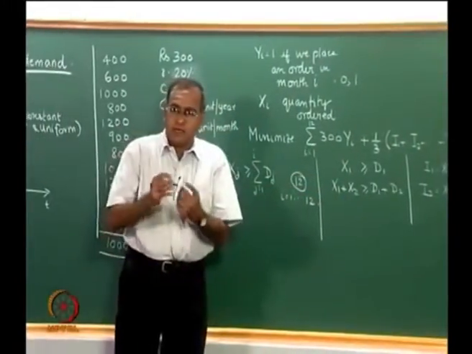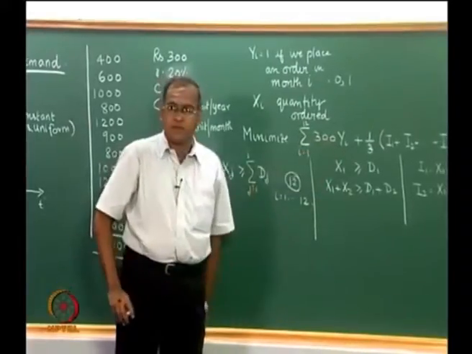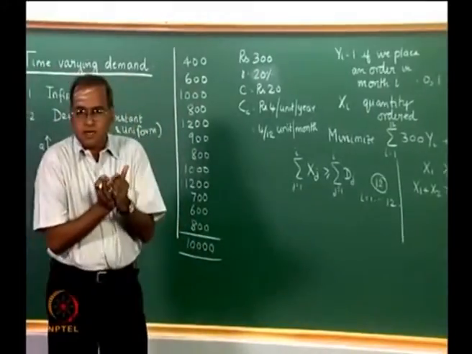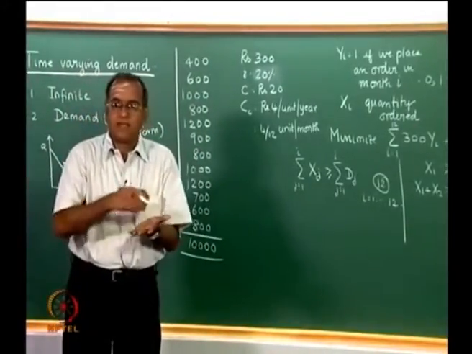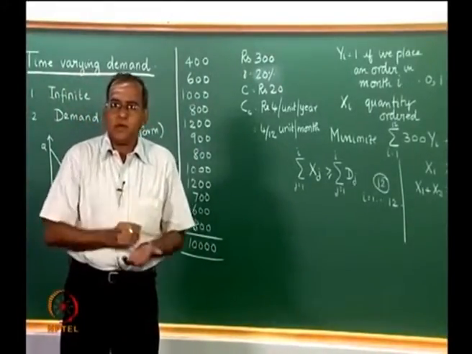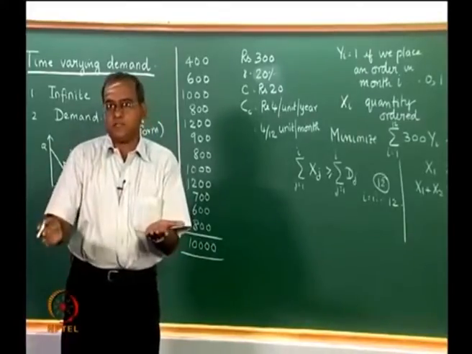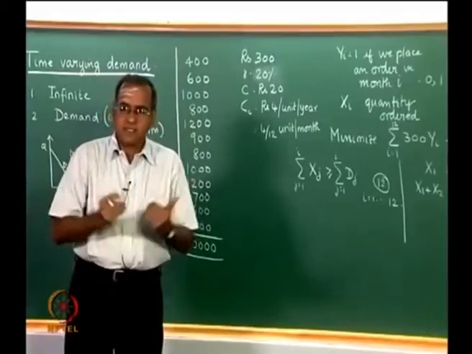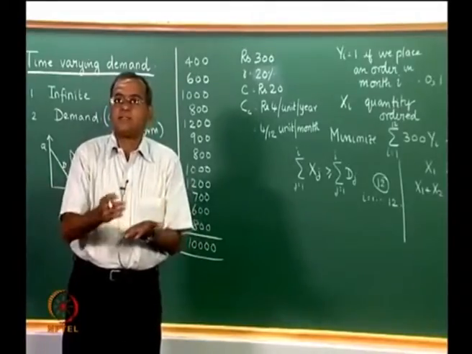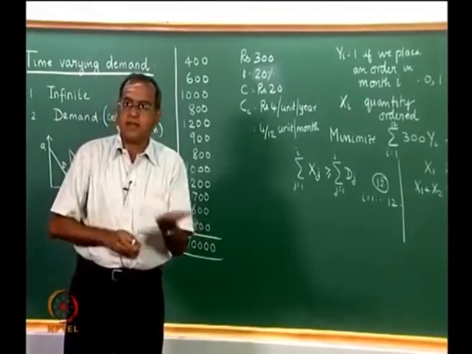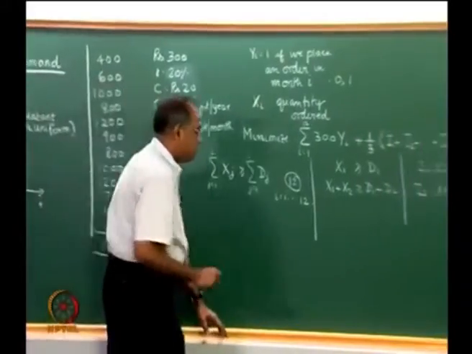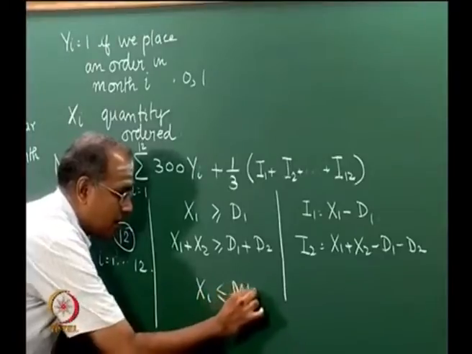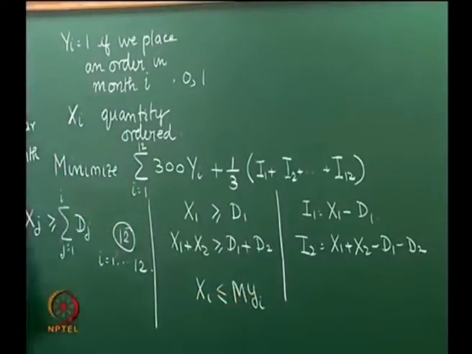Then we also need to link the x with the y. x is the quantity that is ordered, and we can order an xj or xi in the ith month only if we choose to order, which means the corresponding yi has to be 1 if xi is greater than 0. So, we need to relate the x and y, which is done by the usual constraint, which is xi is less than or equal to big M into yi.